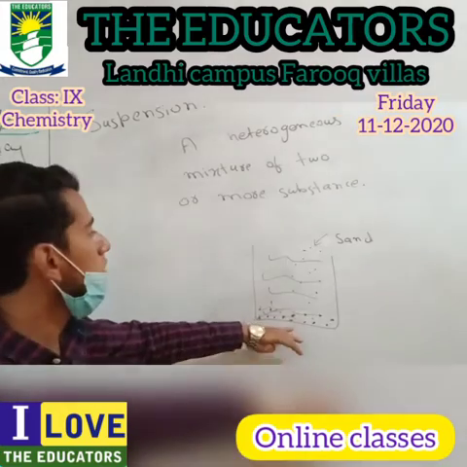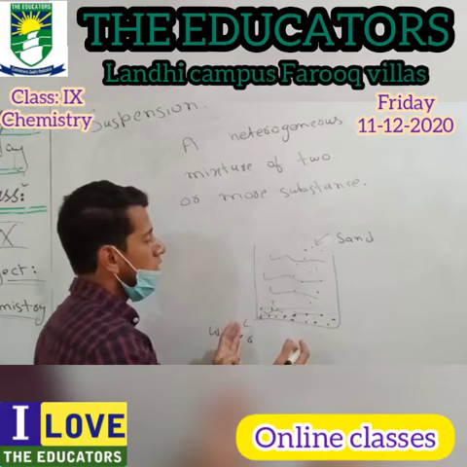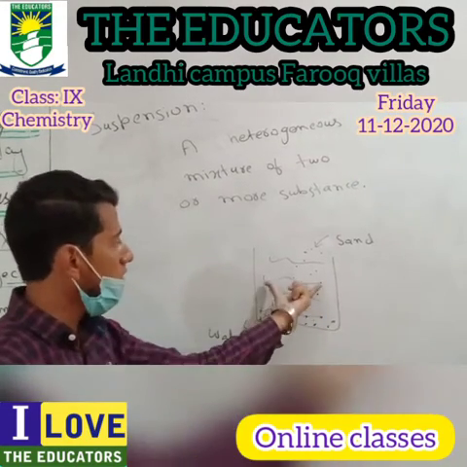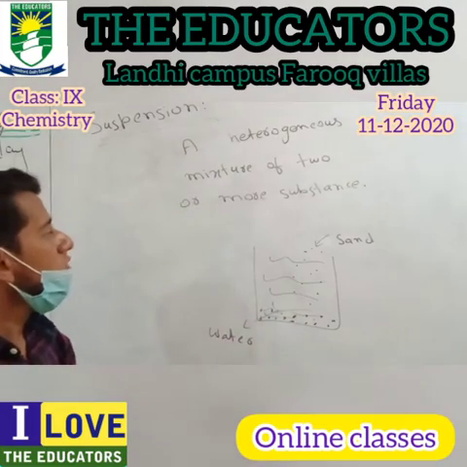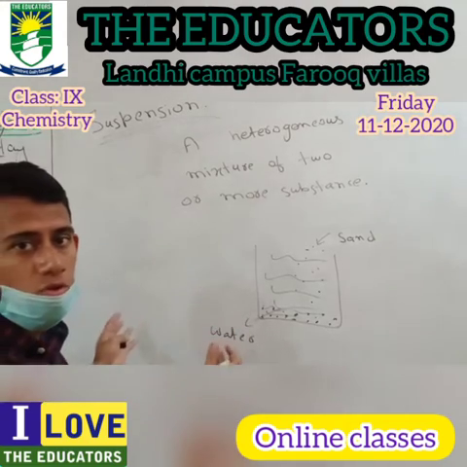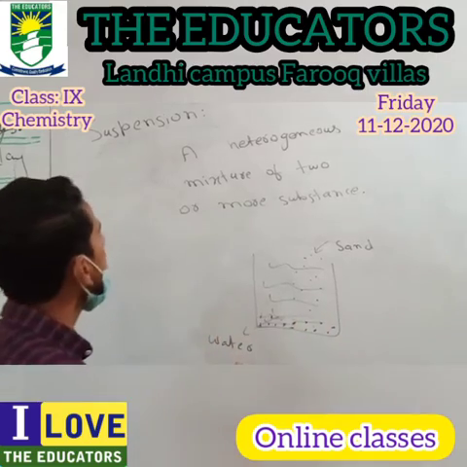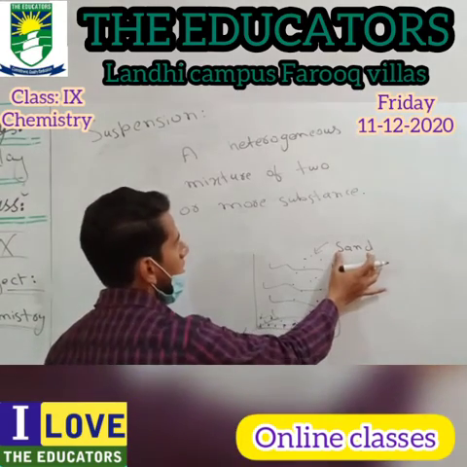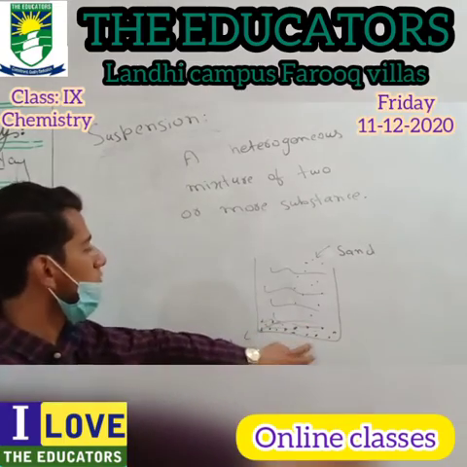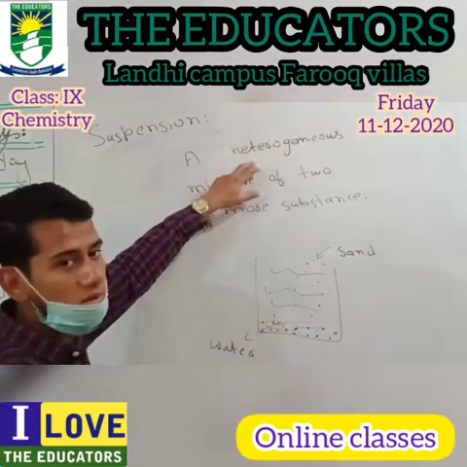So that is suspension for you. It is a heterogeneous mixture. It simply means that after you mix sand and water, you will be able to differentiate between them. Okay, you know here there is sand and there is water. But in case of solution, you are not able to differentiate between salt and water. So that was the homogeneous mixture of solution, and in this case, this is the heterogeneous mixture of suspension. Here sand is solute and water is solvent, but this time sand is not mixing with water, it's not dissolving in water. So this is suspension for you. It is a heterogeneous mixture.